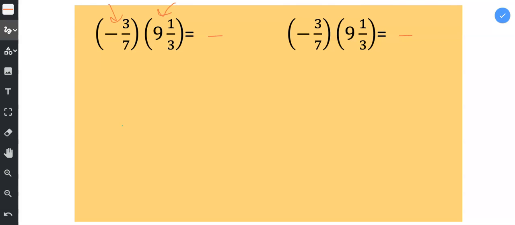Next, I'm going to change this mixed number to an improper fraction. 9 times 3 gives me 27. And then I add the numerator. I add 1 and I get 28. And the denominator stays the same. The denominator stays a 3. So 9 1/3 is equal to 28 thirds.